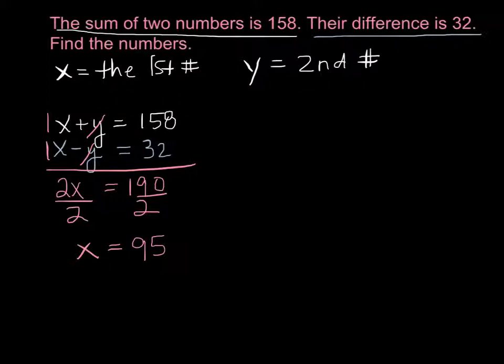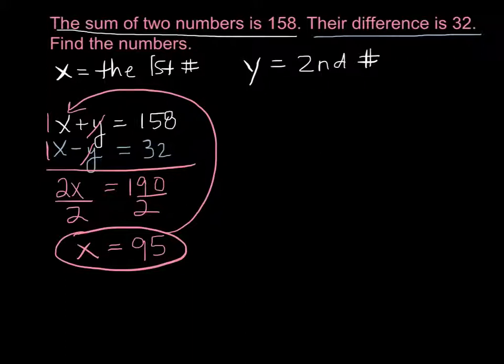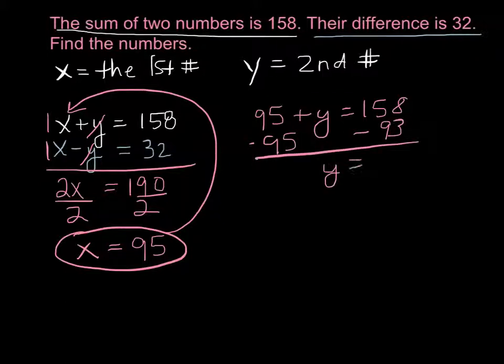Okay, so I found my first number. Now I need to take that and remember we substitute it back into one of our equations to figure out what y is. So I'm going to go 95 plus y equals 158. Subtract 95. So I get y equals, subtract 95, sorry about that. So I get y equals 63.